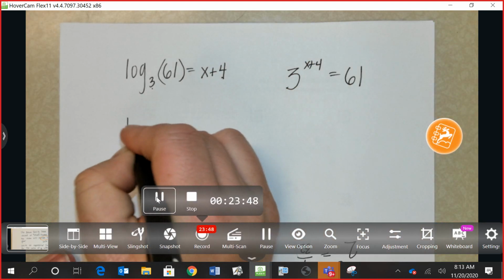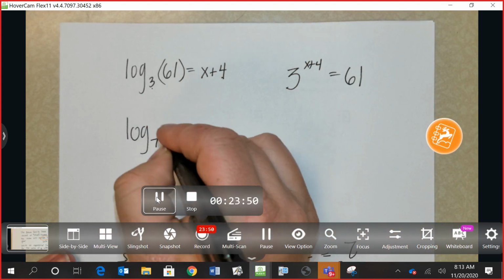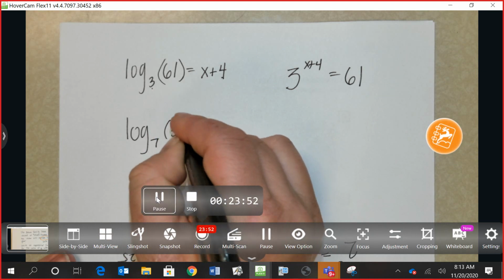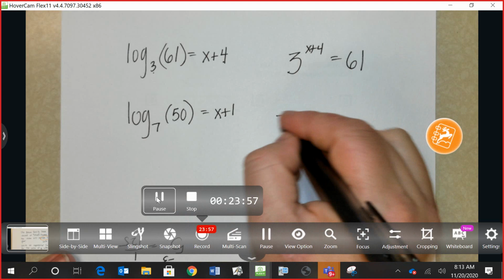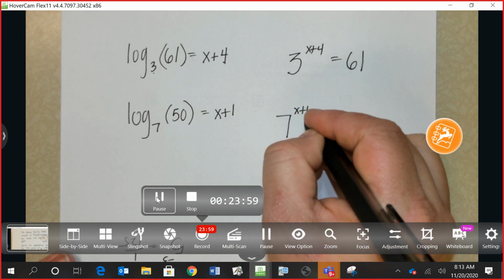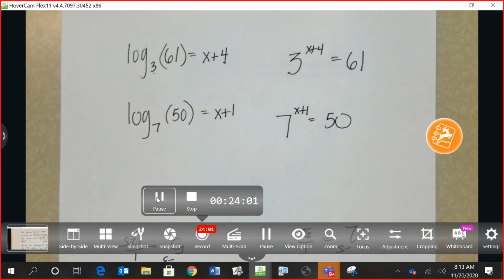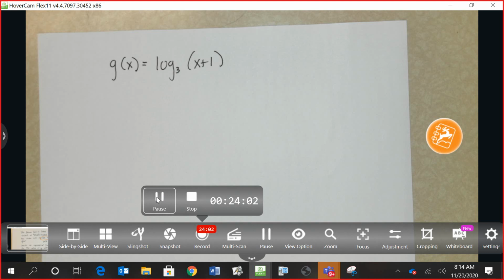One more. Base, exponent. We're going to practice several problems where we are going to identify the inverse of a function.